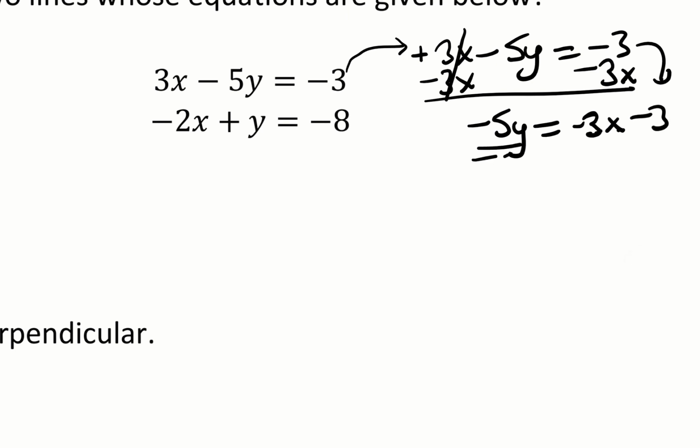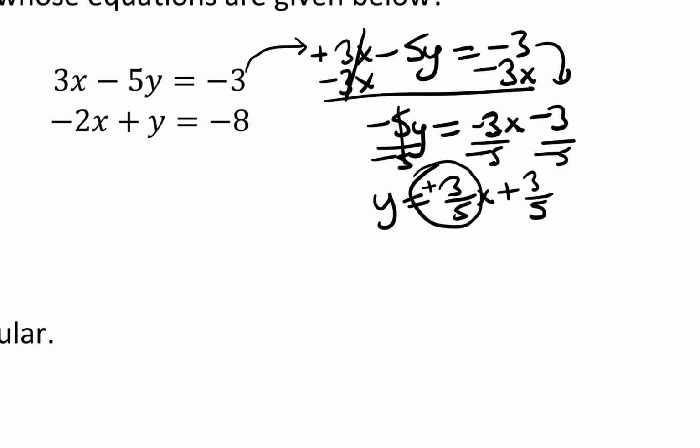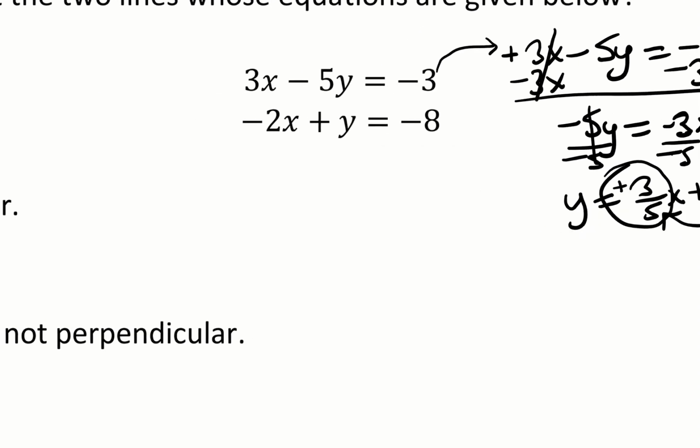Now we can go ahead and divide by negative 5. So y equals 3/5. Negative divided by a negative is positive. All right, so the slope here is 3/5. Now let's find the slope of this guy.